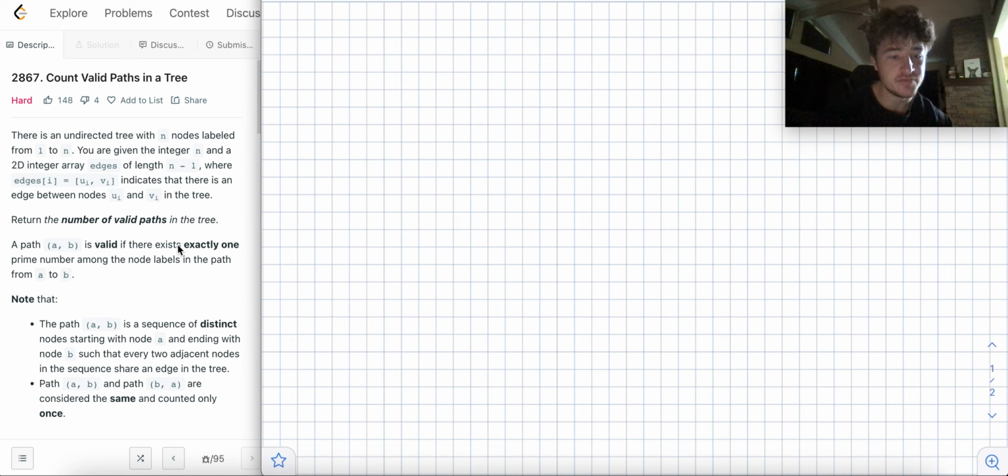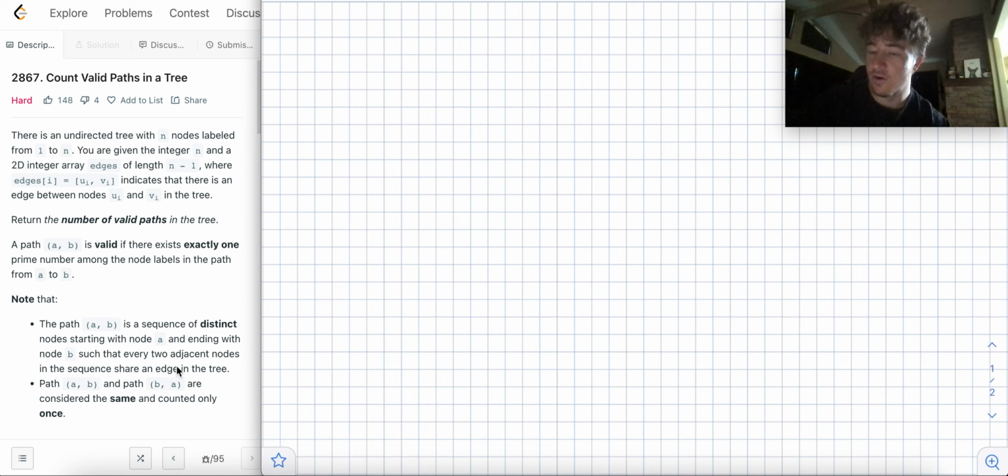So a path is valid if there exists exactly one, not less than one or more than one, but exactly one prime number among the node labels in the path from a to b. Note that the path is a sequence of distinct nodes starting with node a and ending in node b, such that every 2 adjacent nodes in the sequence share an edge in the tree.